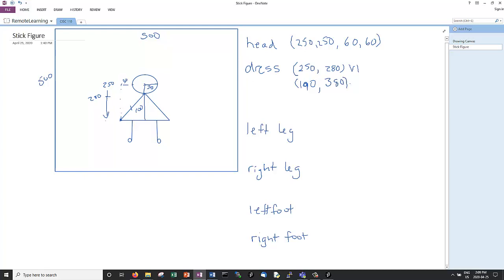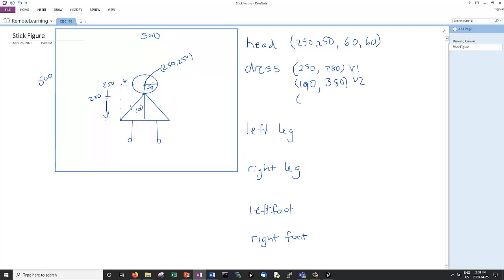So my second vertex would then be at 190, 380. And I'll specify my third vertex over here. I need my x position. Well, my x position is going to be 250. This one is 250. I should have written that in.